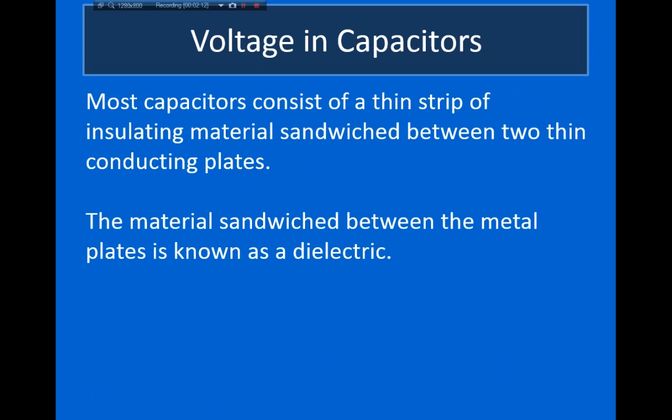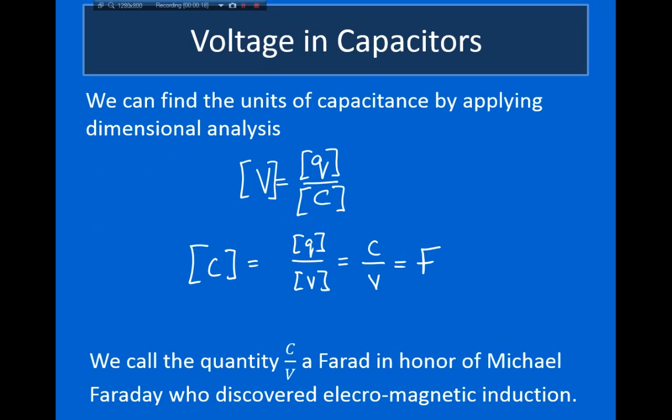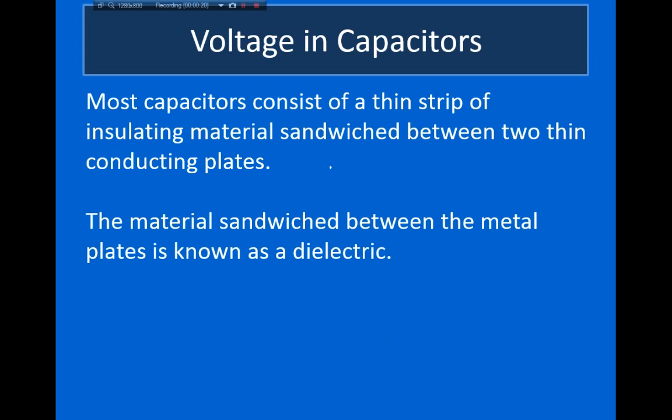Now, because the capacitance of a capacitor increases as we bring the plates of the capacitor closer together, right? Remember that the capacitance of a parallel plate capacitor is equal to epsilon naught times the area of the plates divided by the distance between the two plates. So as I decrease this distance between the plates of the capacitor, the capacitance increases.